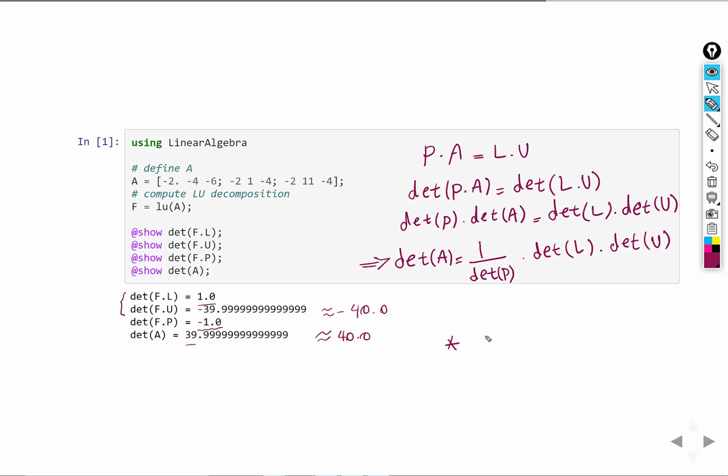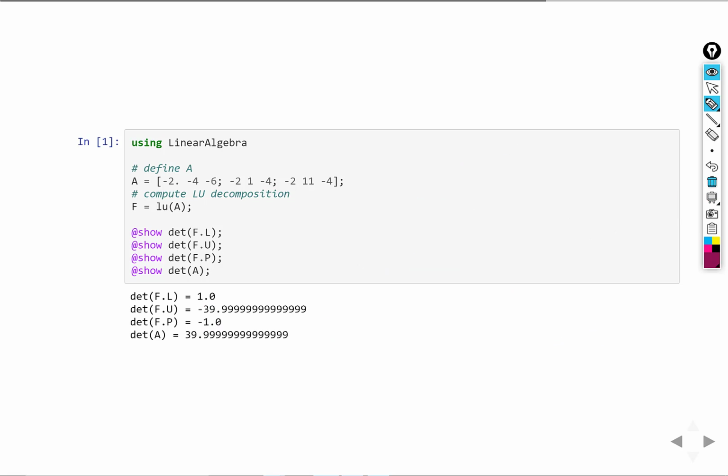Now a remark here is that a permutation matrix determinant is either plus 1 or minus 1. So we do not risk division by 0 here. The answer is always 1 or minus 1. So up to a sign, we might get a different answer if we do not take the permutation matrix determinant into account. All right.